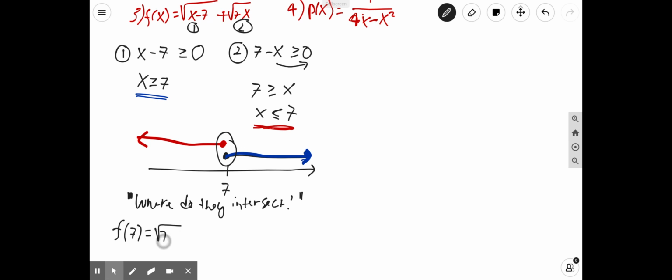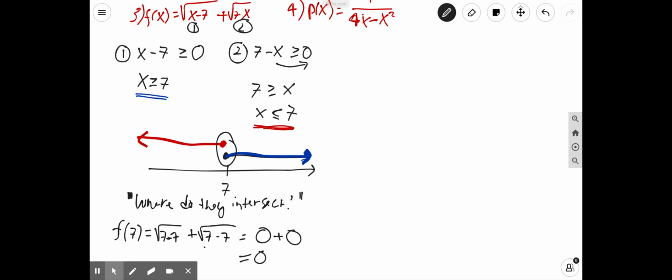So we go ahead and we plug 7 in there. So we get the square root of 7 minus 7, and then we add to this the square root of 7 minus 7. What do we get? We get 0, because we get the square root of 0 plus the square root of 0, which is just 0 itself, huh?